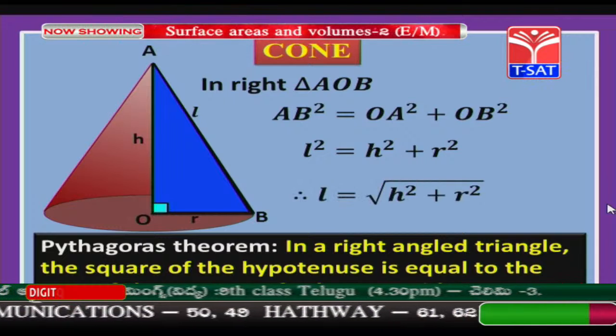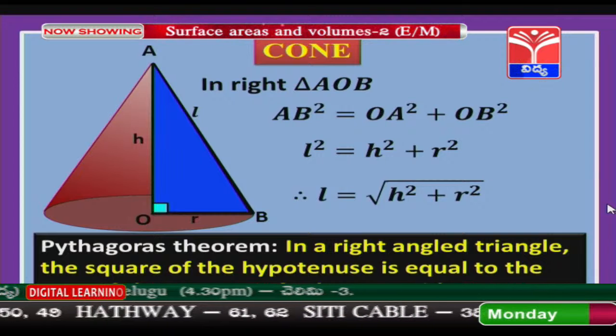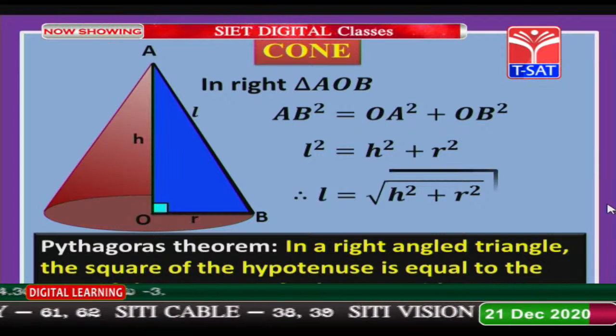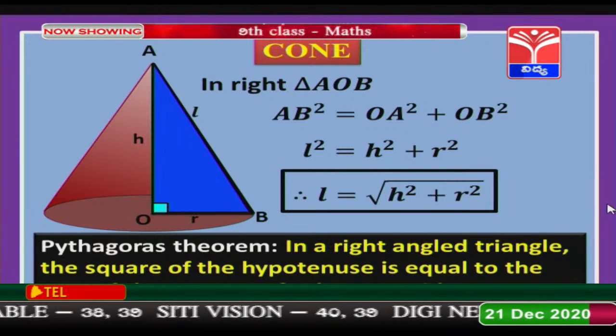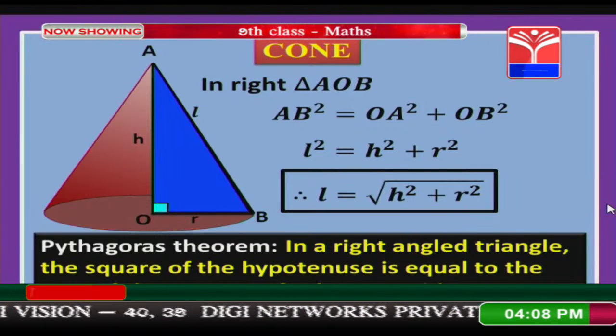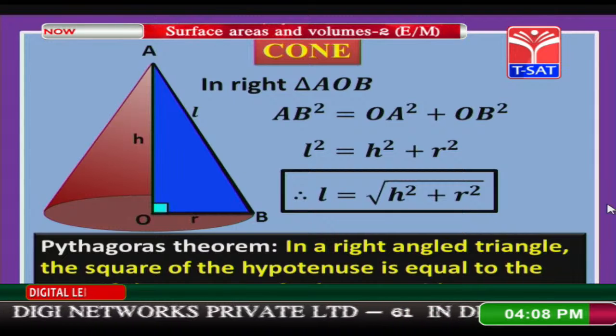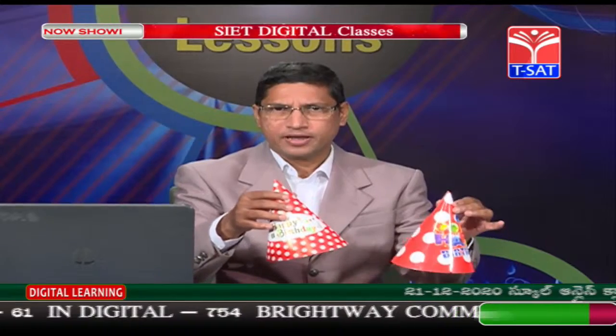Now, let us consider the value of L, children. So, what is L now? Yes, L is equal to root of H square plus R square. This value of L, that is root of H square plus R square, is the relationship between L, H and R. So, children, you might have seen these birthday caps, right?